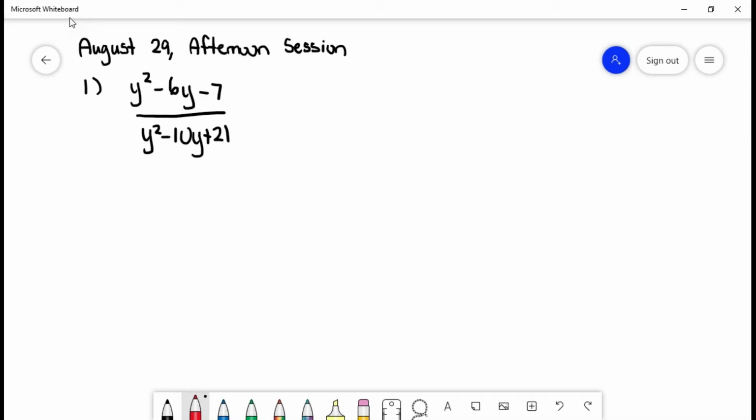Taking a look at the numerator, we need to think of two numbers that when multiplied will give us -7, but when added will give us -6. And those two numbers would be -7 and +1, which satisfy this criteria. And for the denominator, we have y squared minus 10y plus 21. Therefore, we have to find two numbers that when multiplied will give you 21, but when added would give you -10. The two numbers which would satisfy this criteria would be -7 and -3.